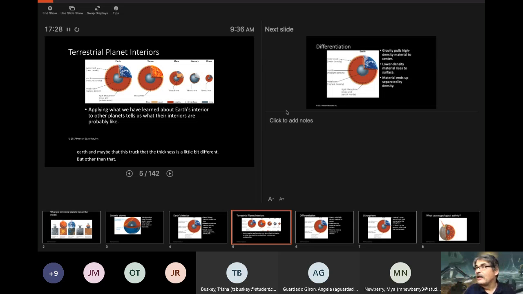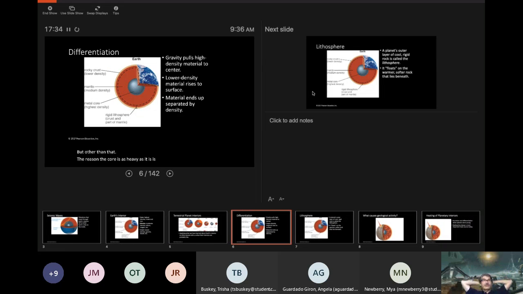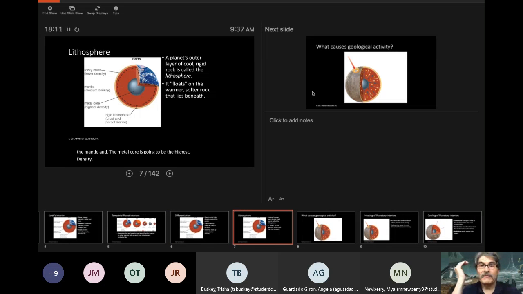Okay, so the reason the core is as heavy as it is differentiation. Gravity, in essence, is pulling the high density material to the center, and lower density material rises to the surface. So when you look at the layers, and this is the key point I want you to take away from this slide, it all varies on density. The lowest density material is going to be the rocky crust. The medium density material is going to be the mantle, and the metal core is going to be the highest density.